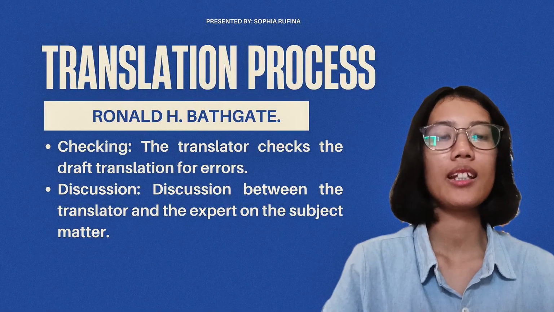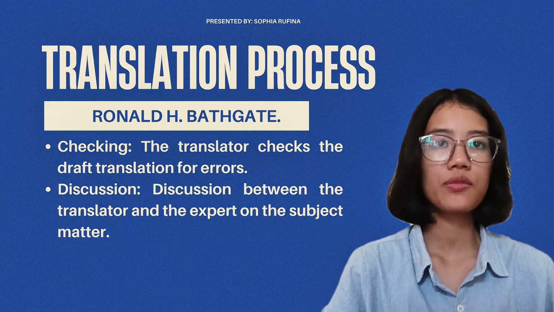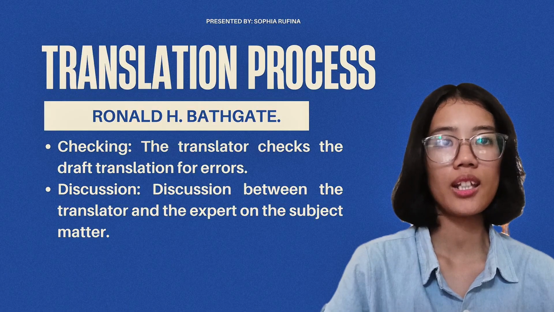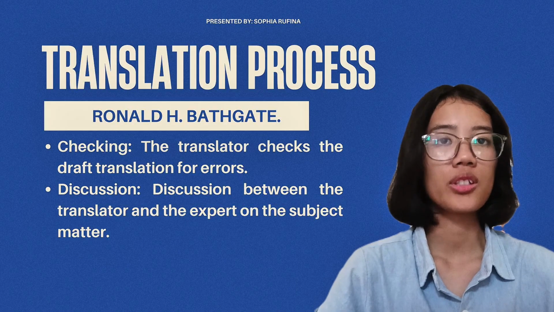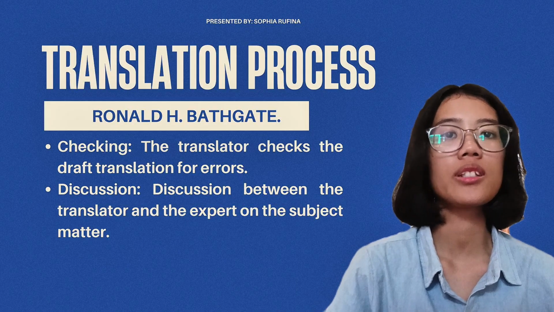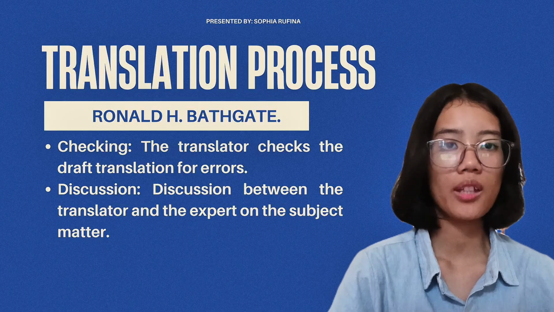Number 6 is checking. The translator checks the draft translation for error and mistranslation. Number 7, discussion. It is discussion between the translator and the expert on the subject matter.